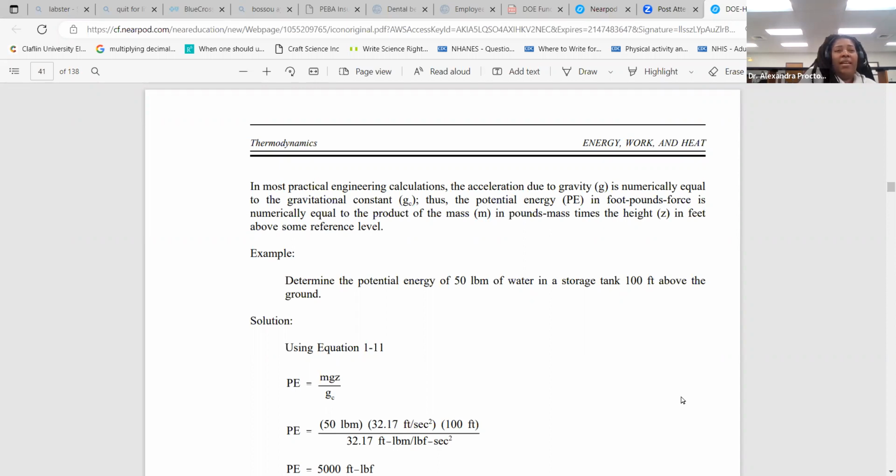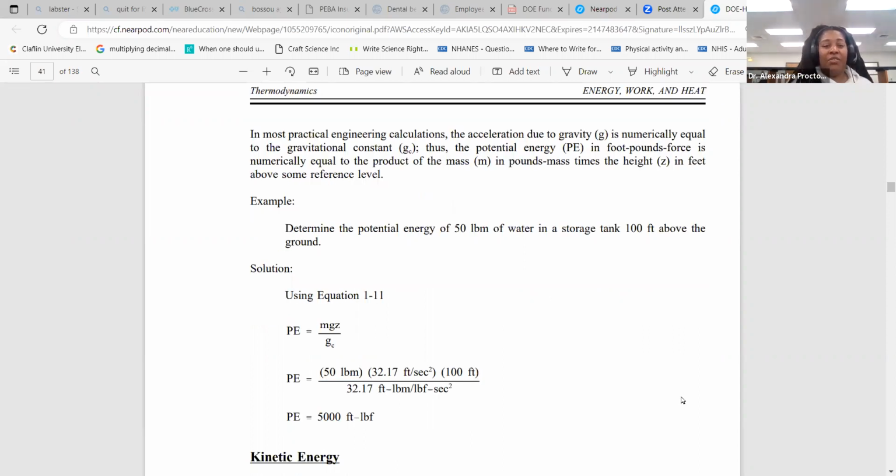Now, how did they talk about height in the last chapter? When you talked about gauge pressure, how did they talk about height there? Right, they use the H. So they use the H in the last chapter to talk about height. Here they use a Z. And for enthalpy, they will use H. So you have to keep all that straight. Z is in feet above some reference level.